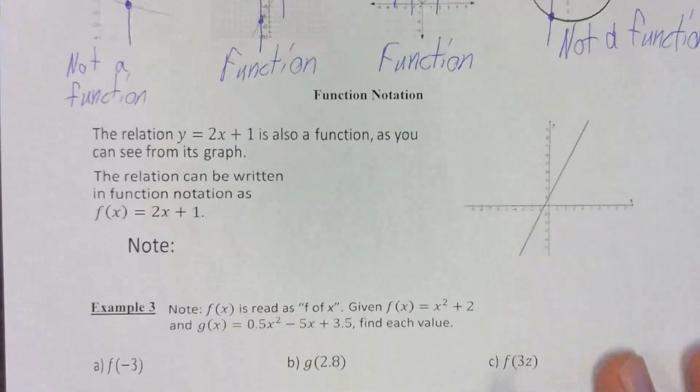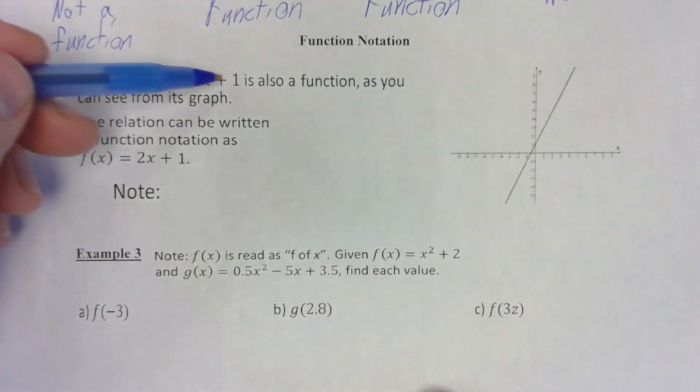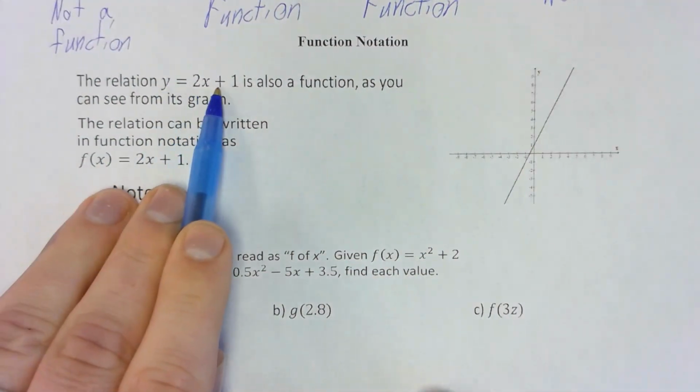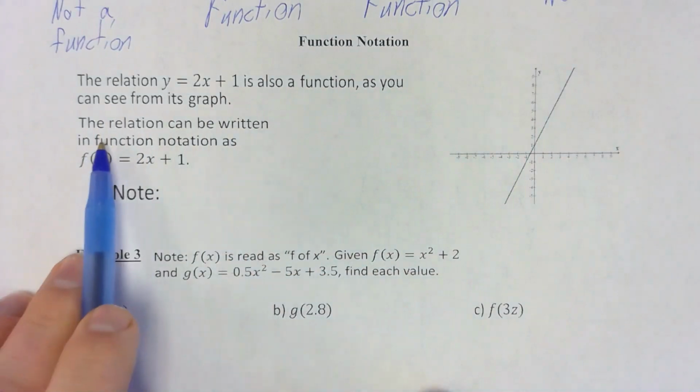We already know it's a function, it's linear. I can use the vertical line test. And we can write this line as y equals 2x plus 1. We know it's a function. We can see that from the graph.